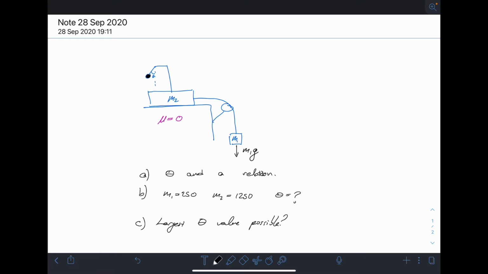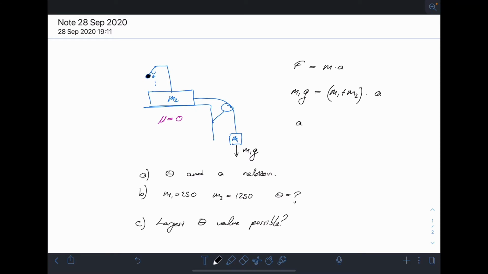And since there is no friction coming from the pulley and the ground between the ground and M2, we can say that this is the only force acting on the system. So as we know, force is equal to mass times acceleration. And we have just seen that the force acting on the system is m1 times g, and it is equal to the whole mass of the system times the acceleration of the system.